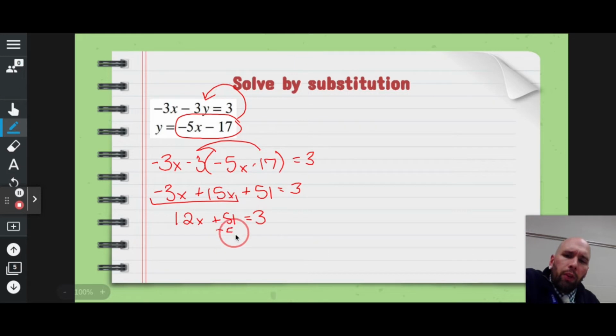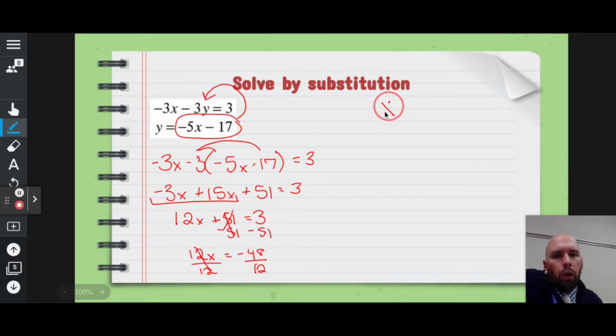If I subtract 51, I have 3 minus 51, which is negative 48. So 12x equals negative 48. Divide by 12. And up here, I'm going to write out that x equals negative 4. Now that's one of my variables.